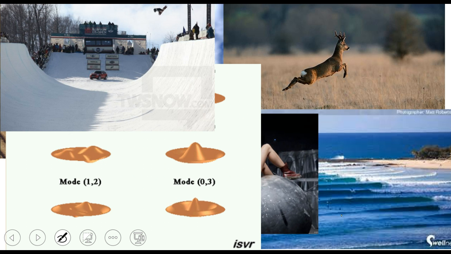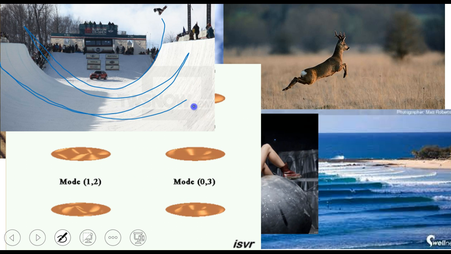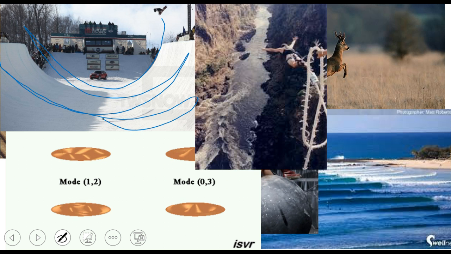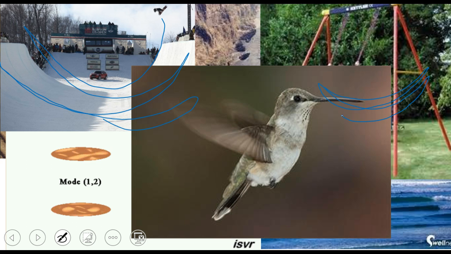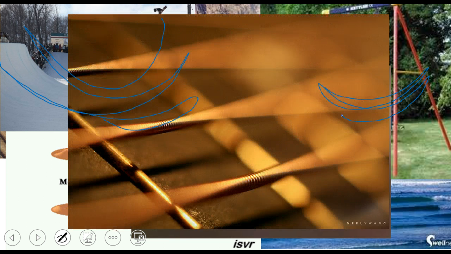If you're shredding on a half pipe, that's an oscillation, right? This guy's going to come down and then right back up and down and back up. If you're bungee jumping, I don't know if any of you guys have ever been. I imagine it's horrifying. Swing sets are another really great example of an oscillation. The person goes back and forth and back and forth. Alright, hummingbird wings are another really good example. Repetitive motion going back and forth. That's a lot like your legs.